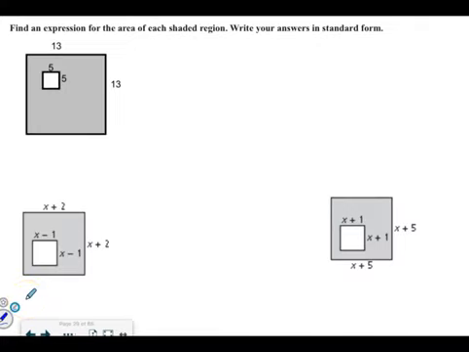Okay, so now the new part of the lesson. The next little chunk here, we have all these pictures that have a shaded area. And so the directions say find an expression for the area of each shaded region, write your answer in standard form. So the first problem here is just all numbers. And so we just want to figure out what's the area of the shaded part. And so typically what we do is we take the big square and we subtract the small square.